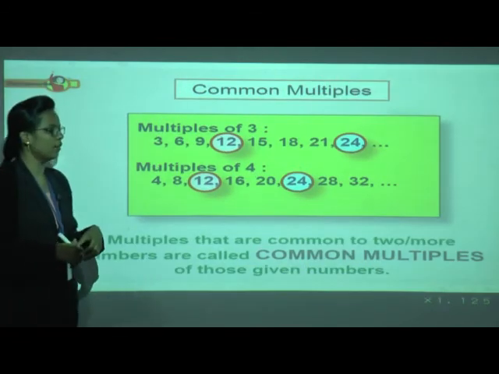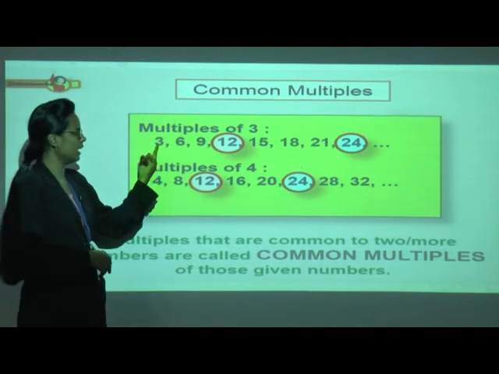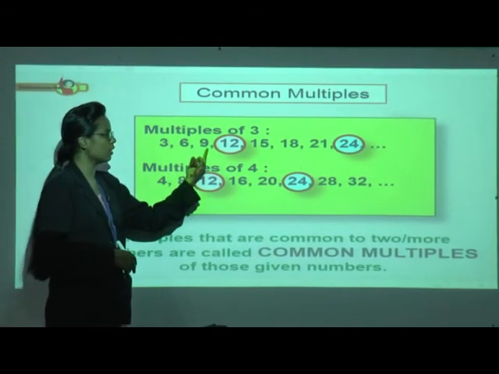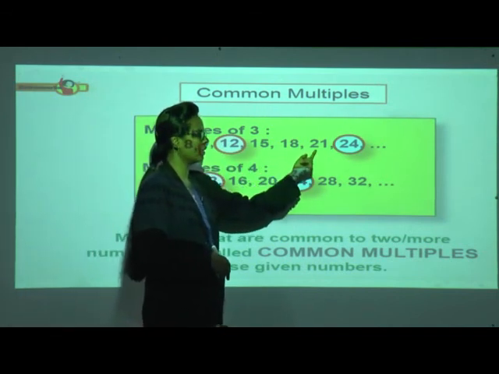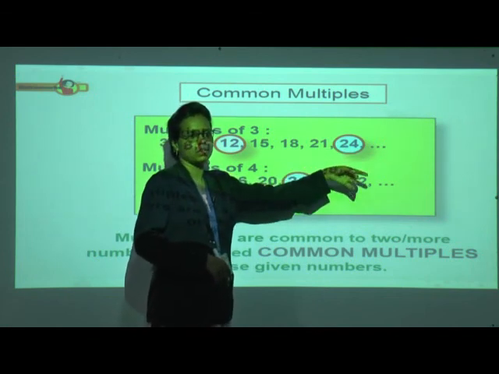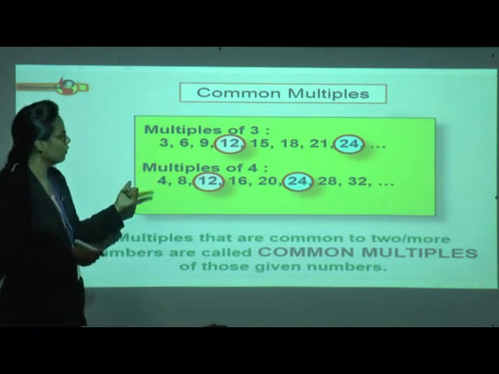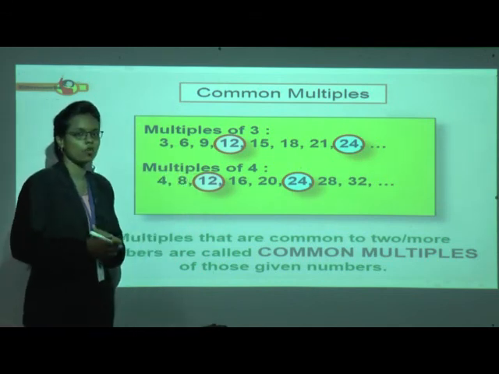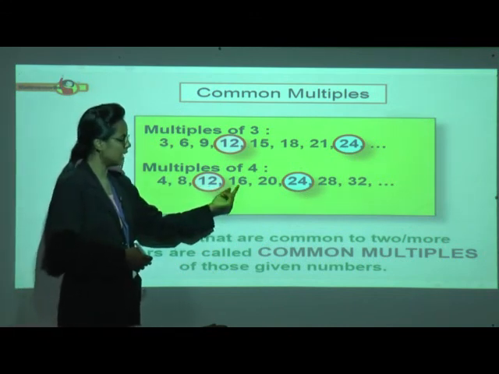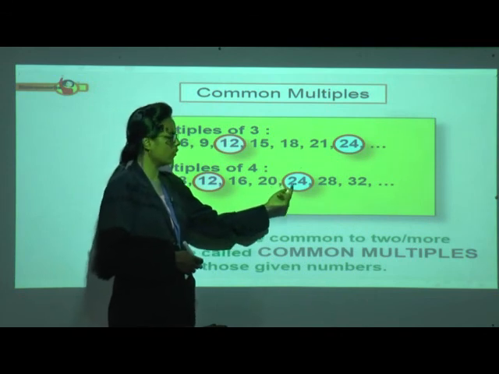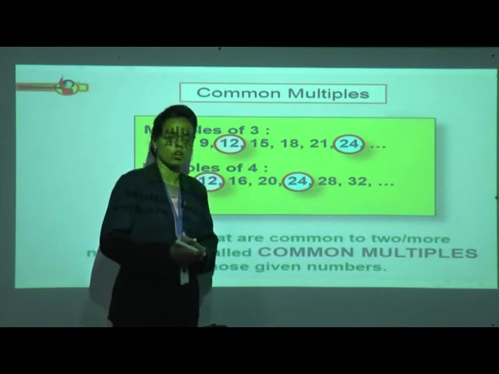Now we are going to find the multiples. See here, multiples of 3. What are the multiples of 3? 3, 6, 9, 12, 15, 18, 21, 24, 27, 30 and so on. Now we will find the multiples of 4. Multiples of 4 are 4, 8, 12, 16, 20, 24, 28, 32, 36 and 40.